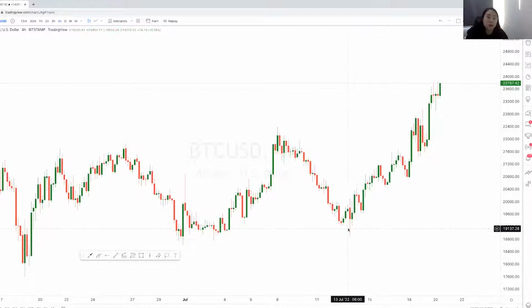Let me just break down what kind of time frame you should be looking at. If you are a scalper, you should be looking at the time frame 1 hour and below. So 1 hour, 30 minutes, 15 minutes, 5 minutes, 3 minutes.